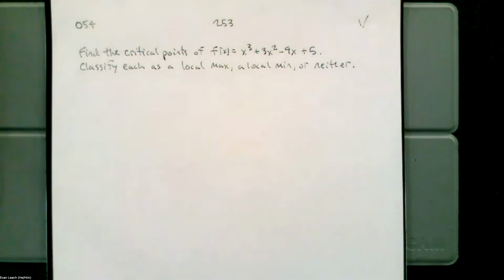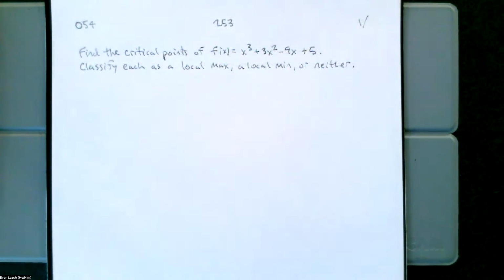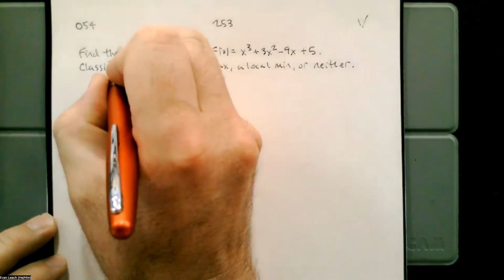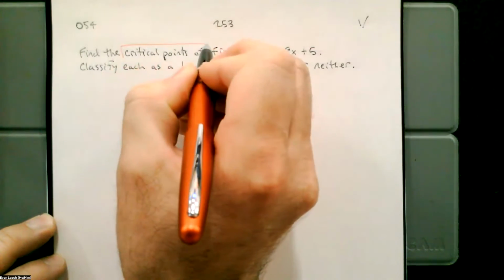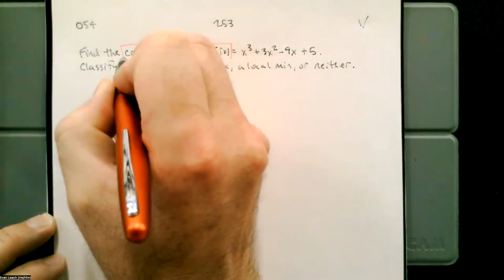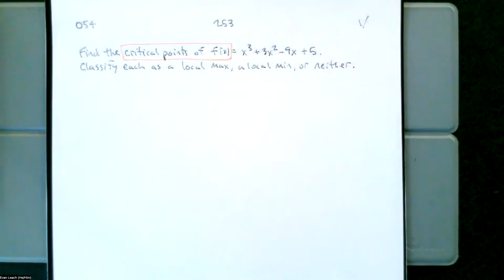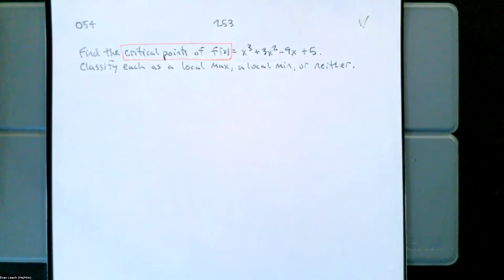Let's talk about what we need to do to find the critical points. The first thing is we want to find the critical points of f. And there are 2 things that make critical points. We usually forget the second one. We want to find the critical points by solving f prime equals 0. So these are either the zeros of the first derivative or places where the first derivative is undefined.